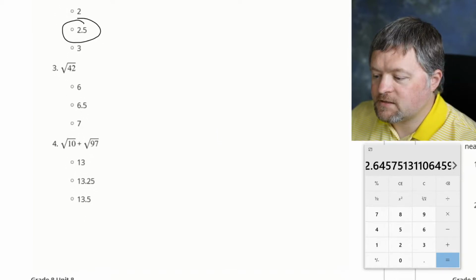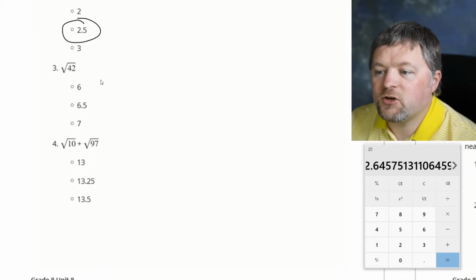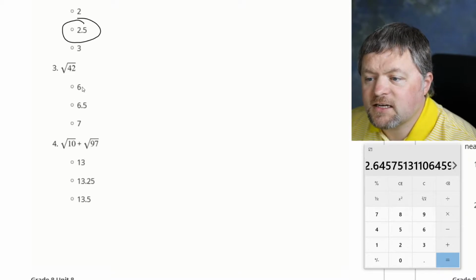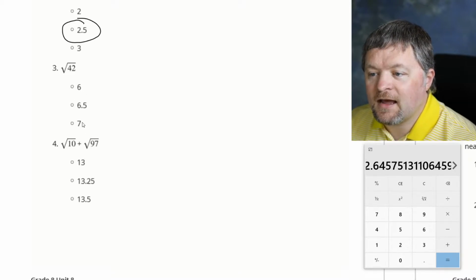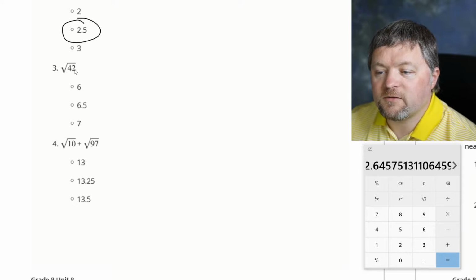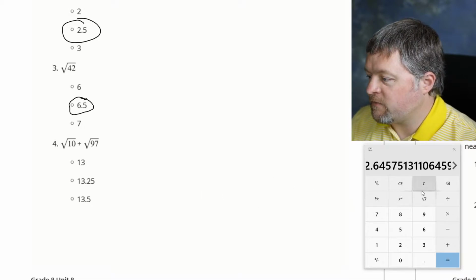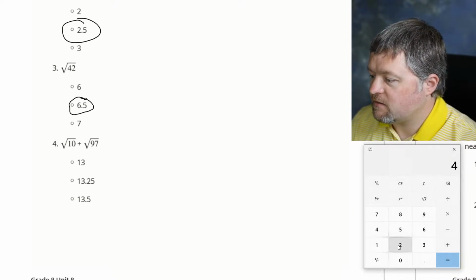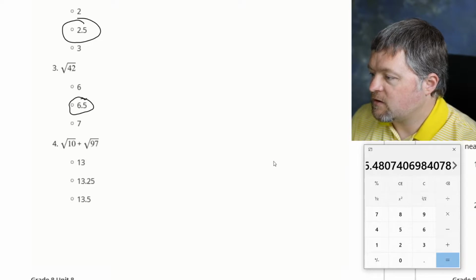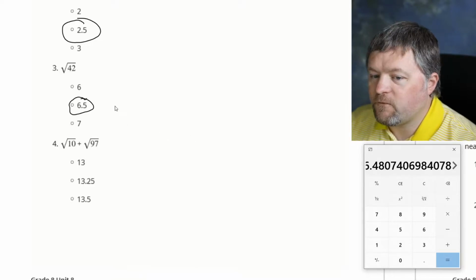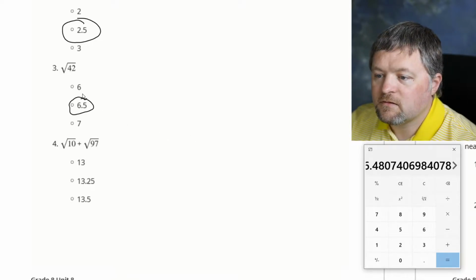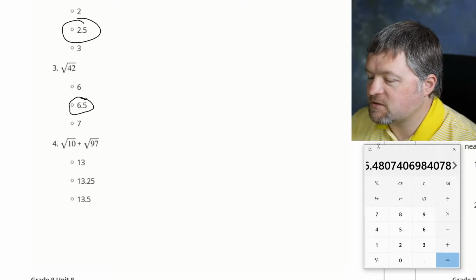Couple more of these. Square root of 42. 6 squared is 36, 7 squared is 49. 42 is just about in the middle of 36 and 49, so I'm going to say that's closest to 6.5. Let's check. Square root of 42 is 6.48. So that's definitely closest to 6.5. Ooh, this next one's going to be tricky.